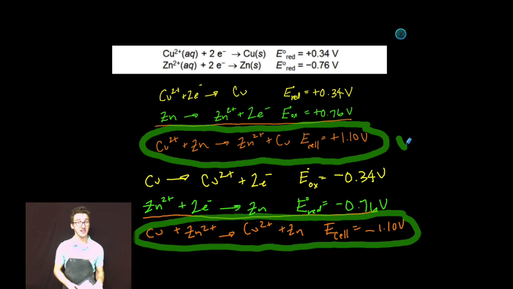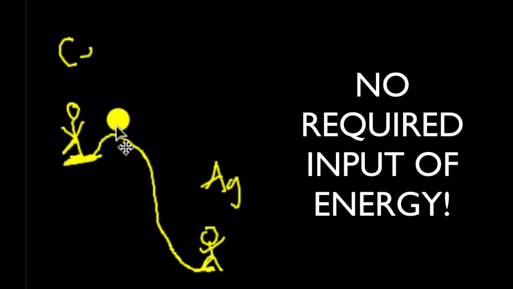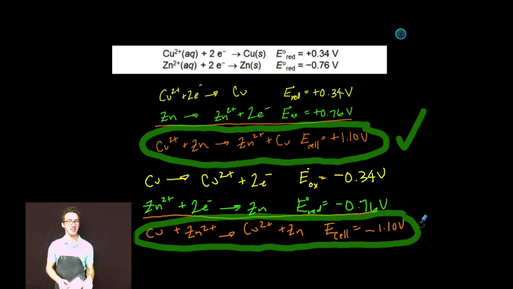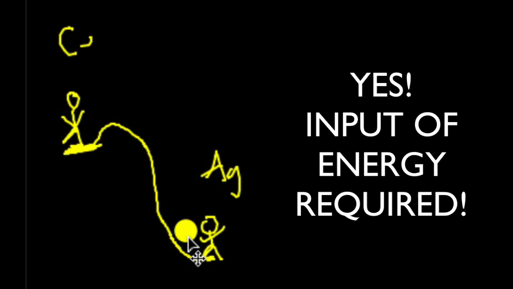One of them is spontaneous or thermodynamically favorable because I have a positive cell potential. One of them is non-spontaneous because I have a negative cell potential. It would have to put a lot of energy in to give that electron back. You can do it, silver. Yes, you can, silver. You can do it.